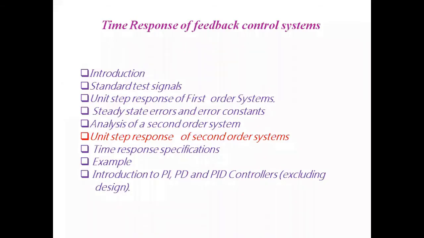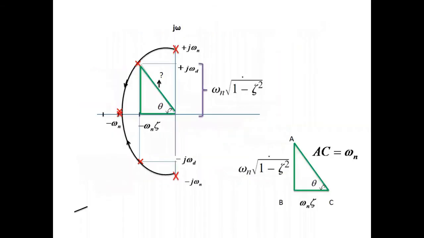In the previous lecture, we discussed the analysis of a second order system with respect to different conditions like zeta is equal to 0, zeta is equal to 1, zeta between 0 and 1, and zeta greater than 1. Today, we are going to derive the expression for unit step response of a second order system. First, let me summarize the previous session.